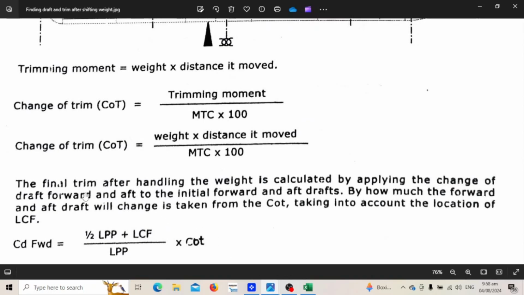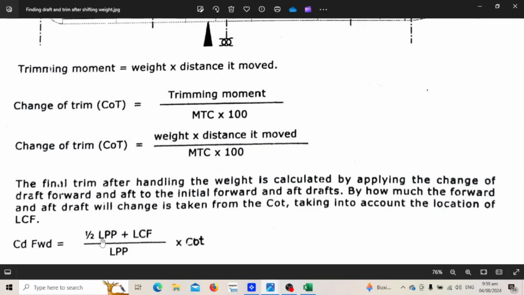Now, the final trim after handling the weight is calculated by applying the change of the forward and aft drafts to the initial forward and aft drafts. By how much the forward and aft drafts will change is taken from the change of trim, taking into account the location of the center of flotation. So to get the change of the forward draft, this is the formula, guys: 1/2 LPP plus LCF over LPP times change of trim. Okay.